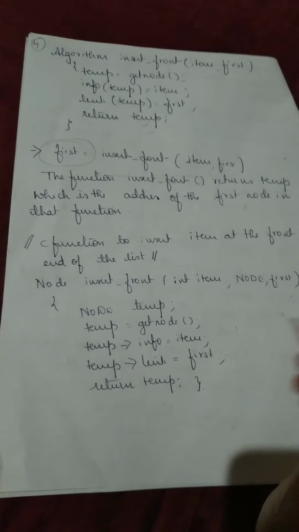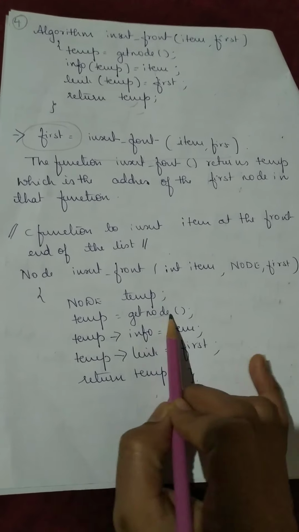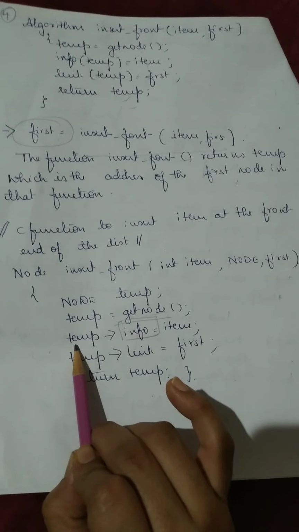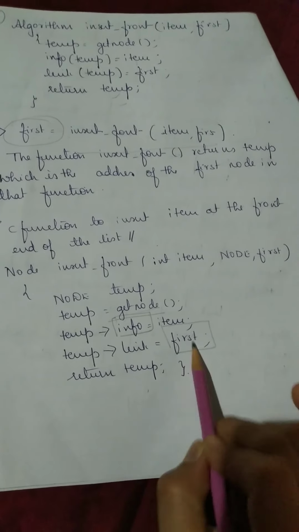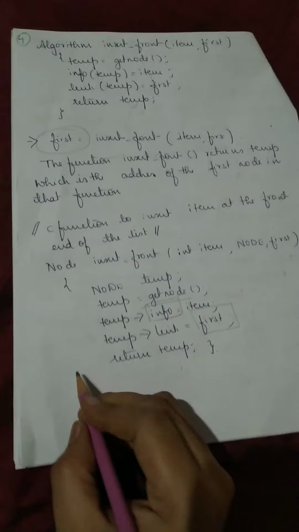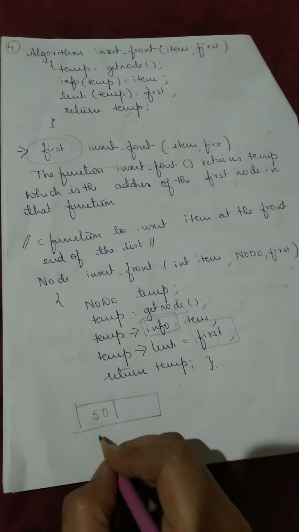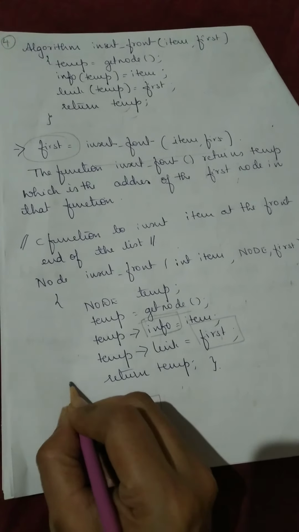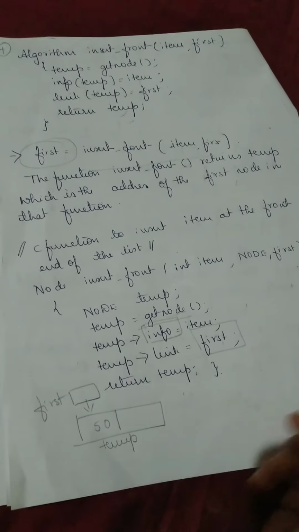Here is a simple C function which is used to insert an item at the front end. Here take a free node. Item is added to the info field of temp and link of temp is pointed to first. Right? That I can show like this. 50 is added. It was a temporary node, the first node, and first will point to here. Right? Next.